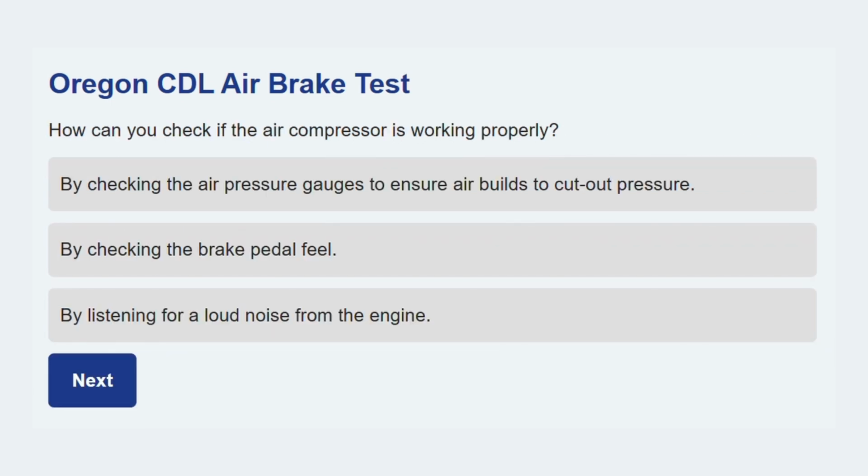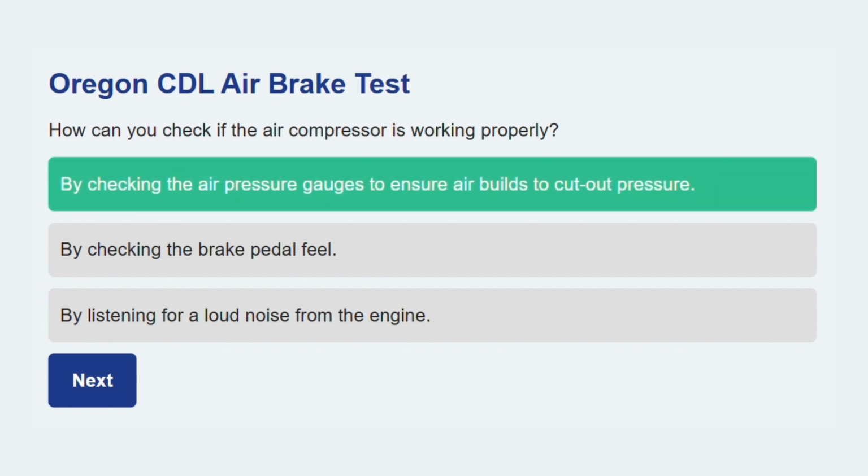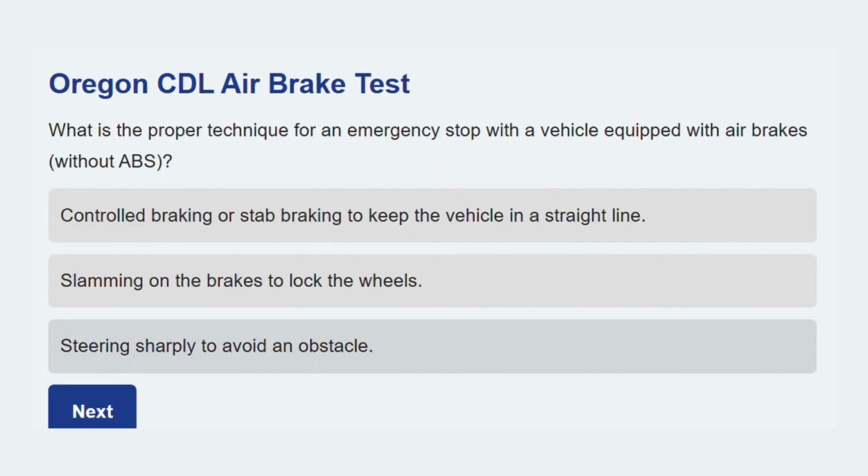And the next point, how can you check if the air compressor is working properly? By checking the air pressure gauges to ensure air builds to cut out pressure. Monitor the gauges during your pre-trip inspection.